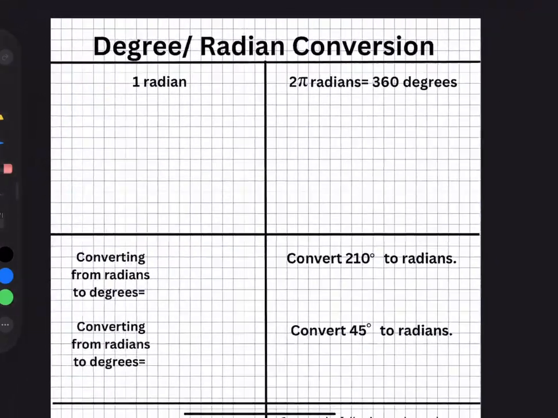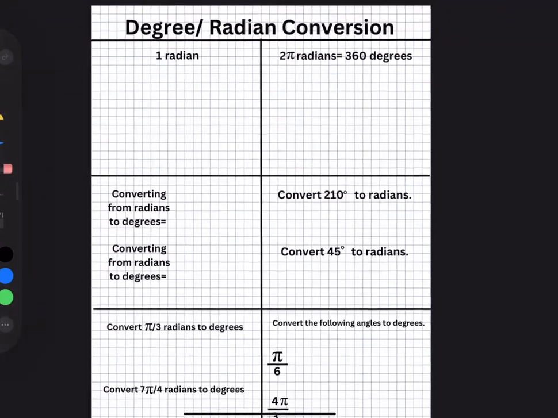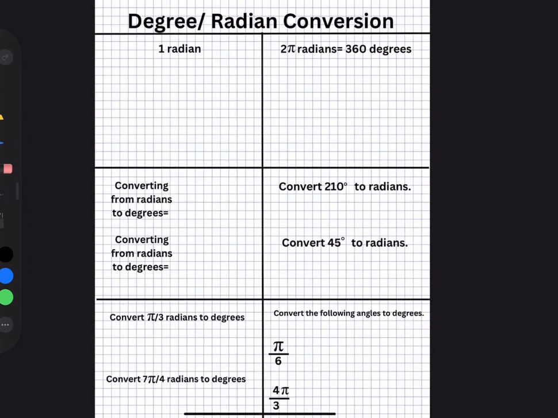Go ahead and split your notebook into 6 sections with a title, Degree Radian Conversion.